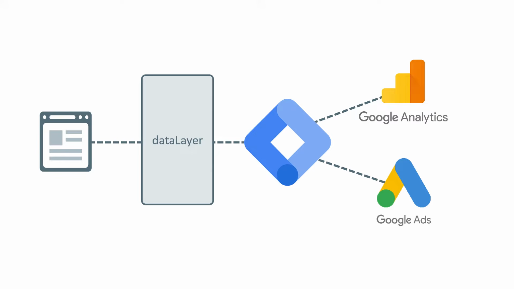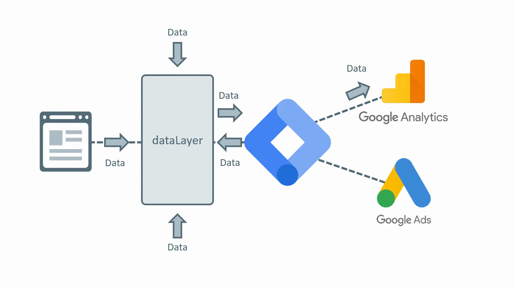Data layer is like a bucket where information needed for tracking is temporarily stored, and then it is used to feed that information to Google Tag Manager, which then sends that data to tools like Google Analytics, Google Ads, Facebook Pixel, or somewhere else. Data layer is not some standard component of every website. Usually it is very specifically related to tag management solutions, for example, Google Tag Manager.